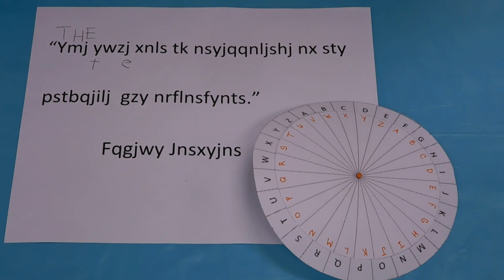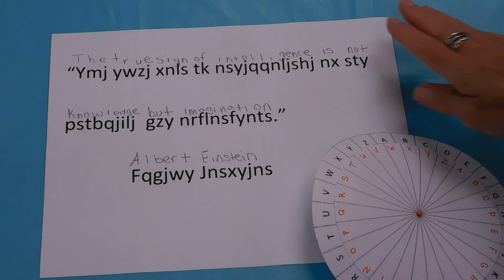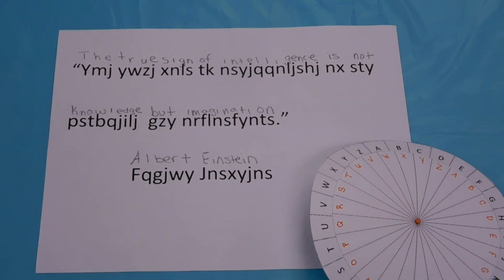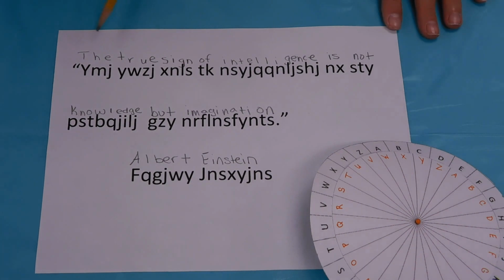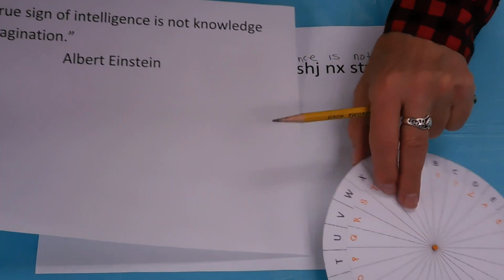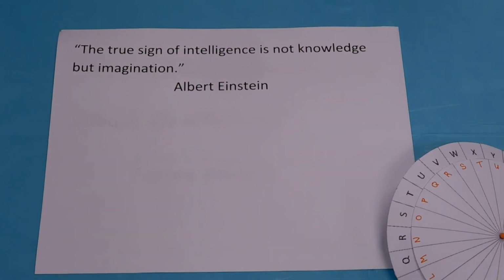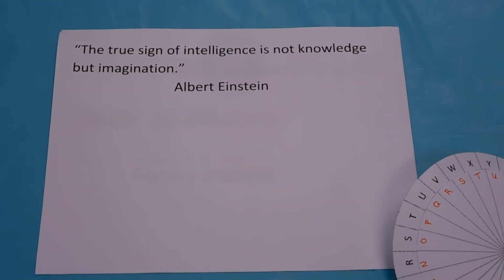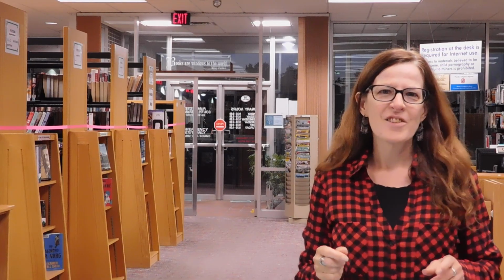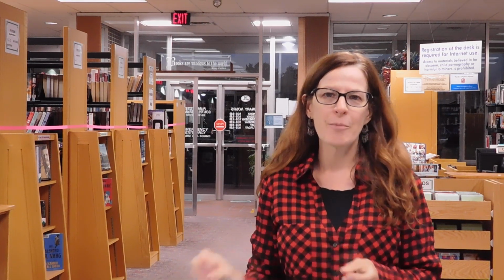You can decipher it and see what you come up with, and I'll let you know what I came up with. So I straightened that out a little bit, used the Cipher Wheel, and came up with a quote by Albert Einstein, and I have a printed page of it. So the sign of intelligence is not knowledge, but imagination. That is a quote by Albert Einstein, and that was our cipher. So that was our first type of code.